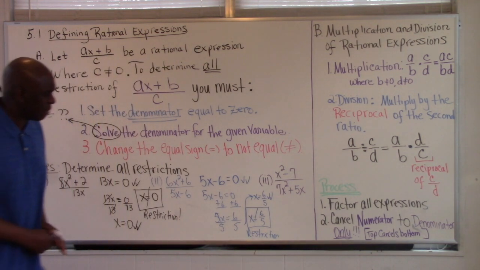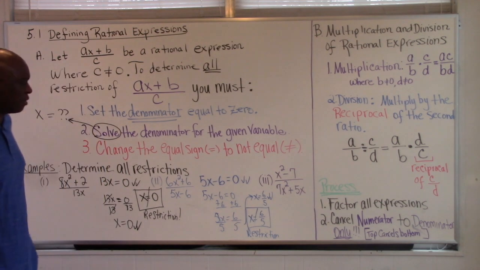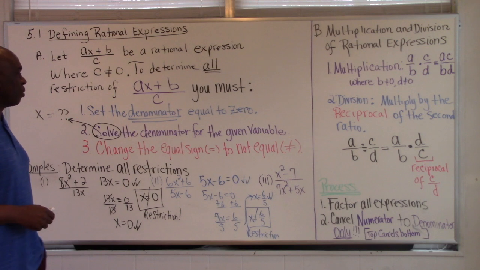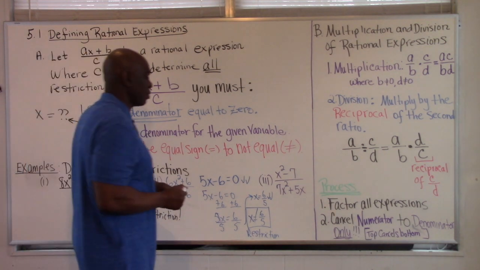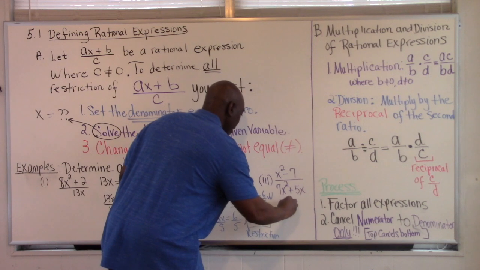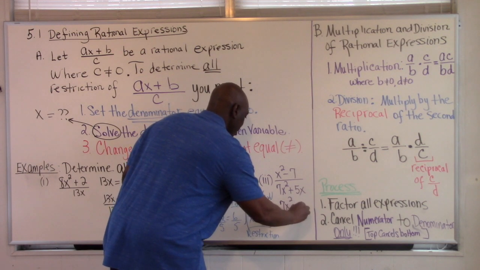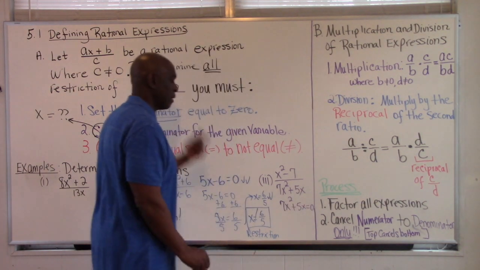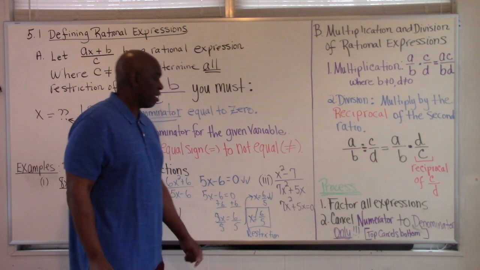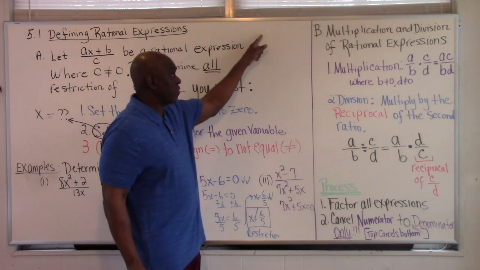All right. (x squared - 7) divided by (7x squared + 5x). Step 1. Set the denominator equal to 0. Okay. 7x squared + 5x equals 0. Step 1 is done. Step 2, we have to solve this now. Okay, I think I'm going to take it up here to solve it.